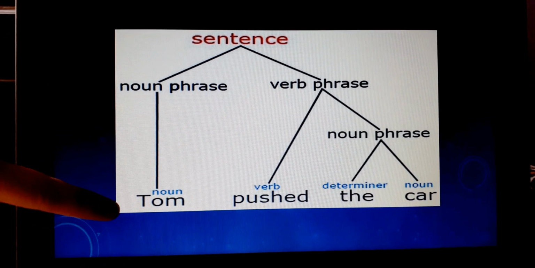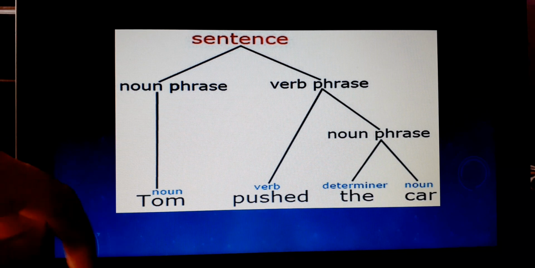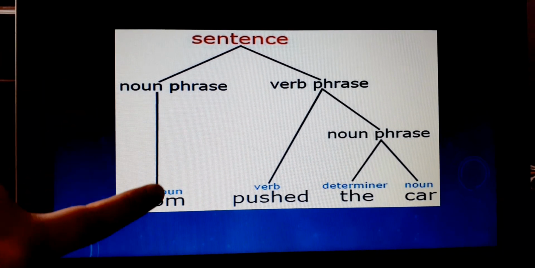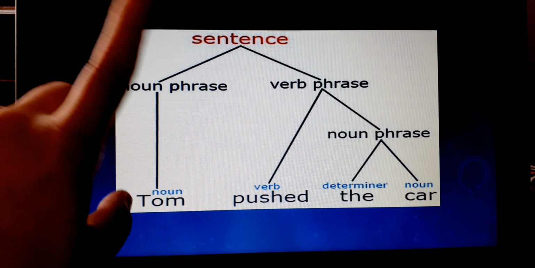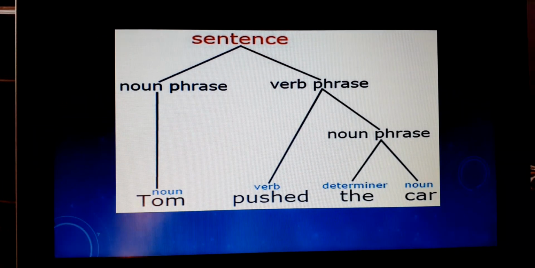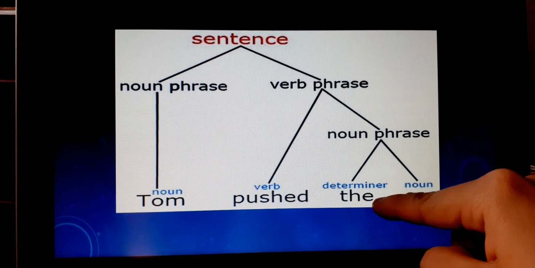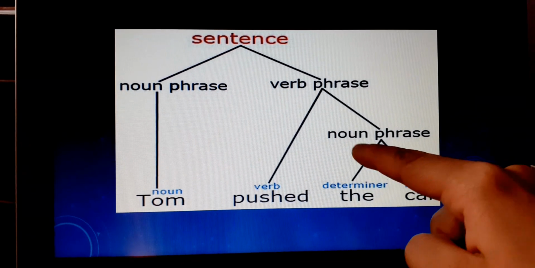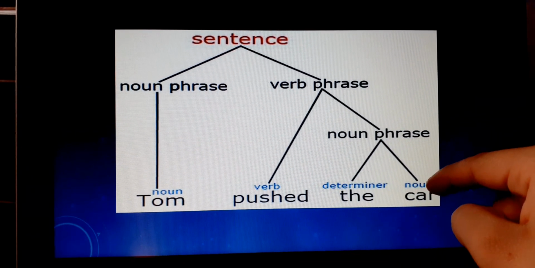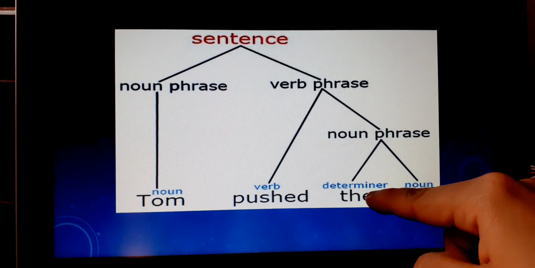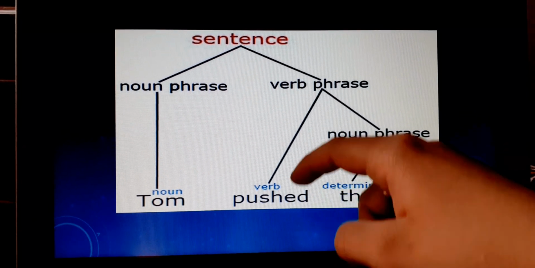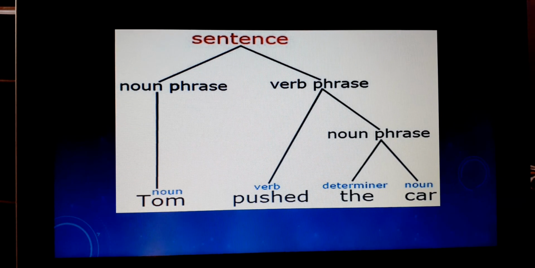The first part, in the parts of speech, is the noun phrase, which is Tom, and the second part is the verb phrase. The determiner and noun make up the noun phrase, right? And we have the verb, the determiner, and the noun, which is a verb phrase.